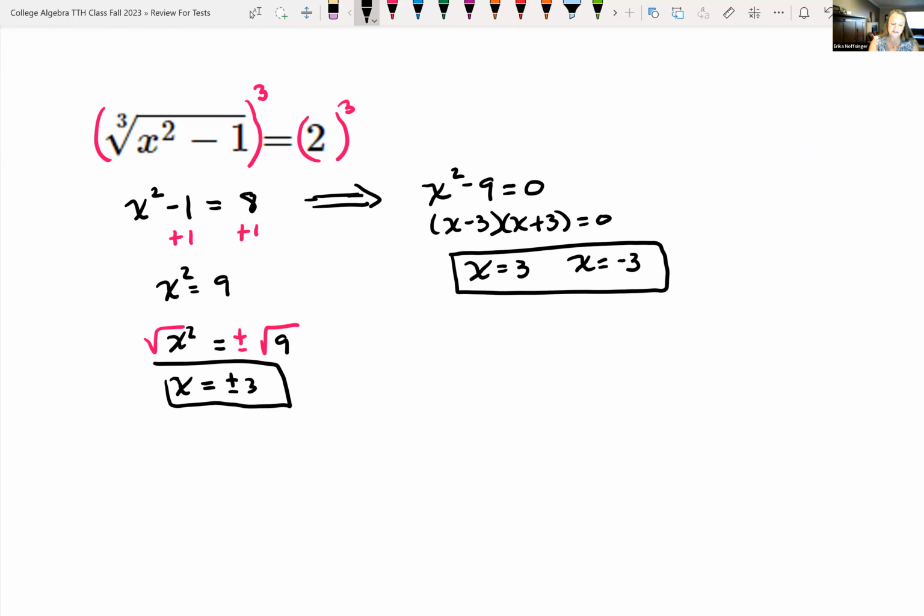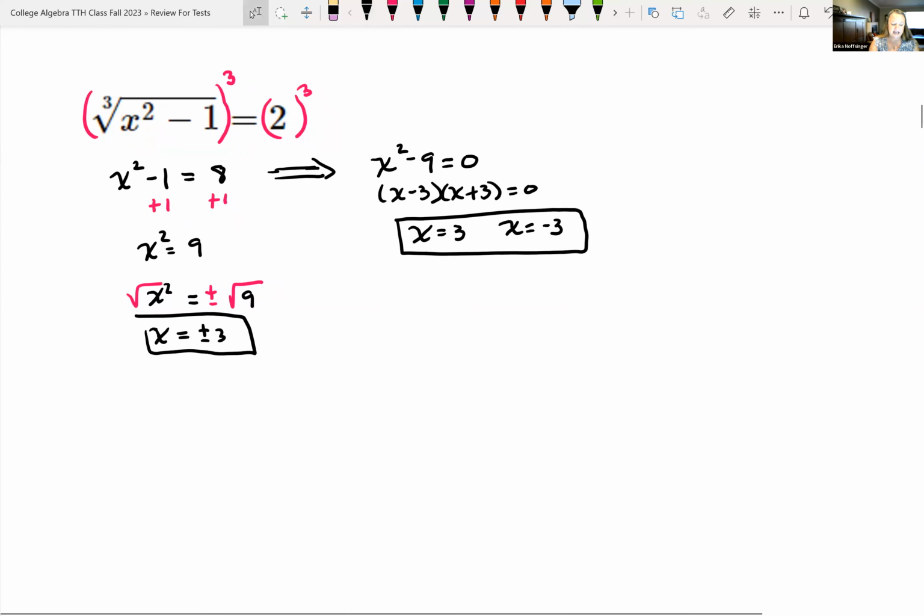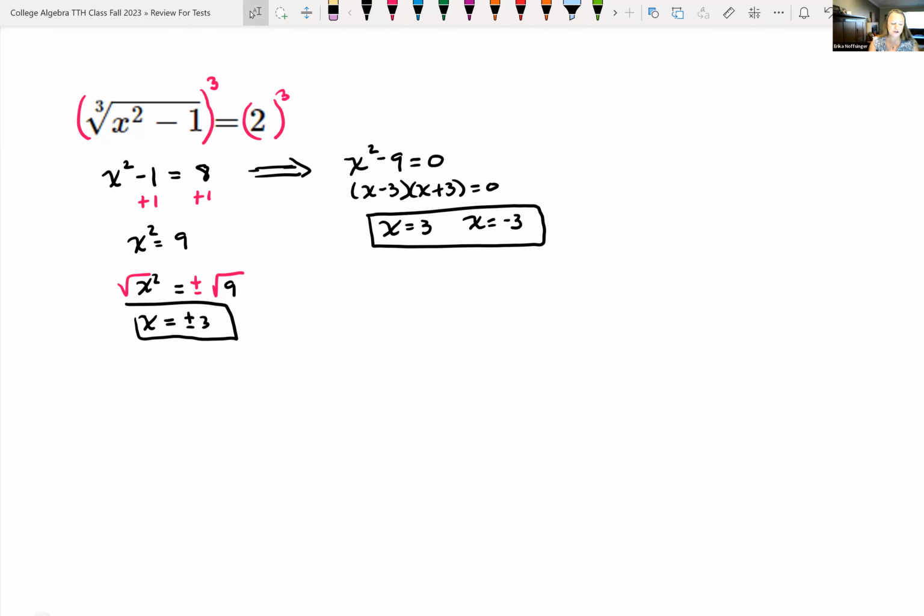So you'll notice there's a lot of times there's a couple different ways that you can approach a problem. On the exam, I'm not going to say, use your quadratic formula to solve this. You're going to have to decide which method you're going to want to use to solve.